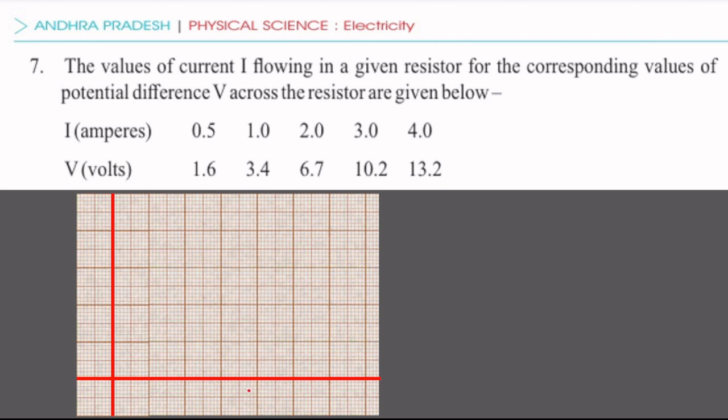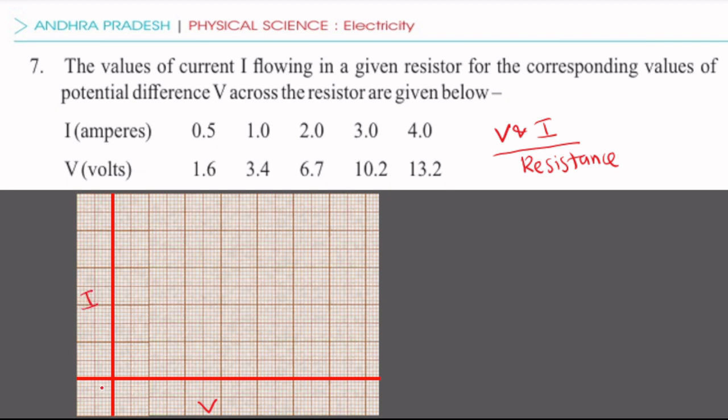Next, question number 7. The values of current I flowing in a given resistor for corresponding values of potential difference across the resistor are given below. What we have to do is plot a graph between V and I, and also find the resistance of the resistor. We have to find the resistance by plotting the graph between voltage and current. Now let us take the voltage on the x-axis and current on the y-axis.